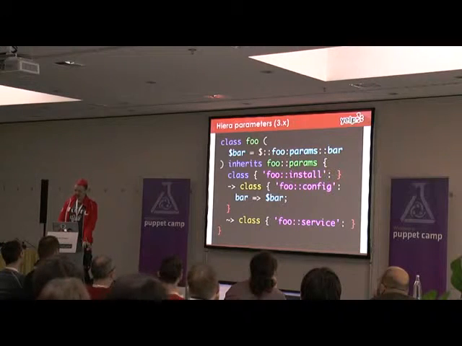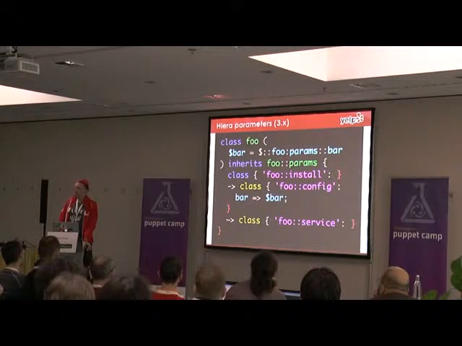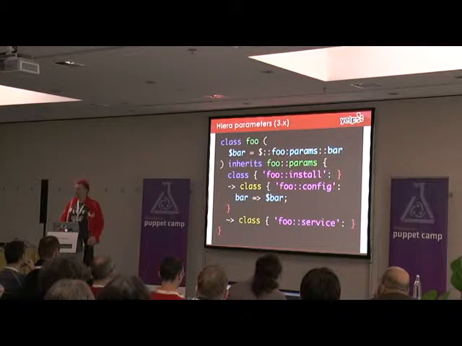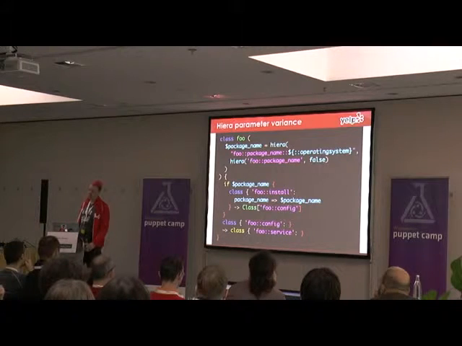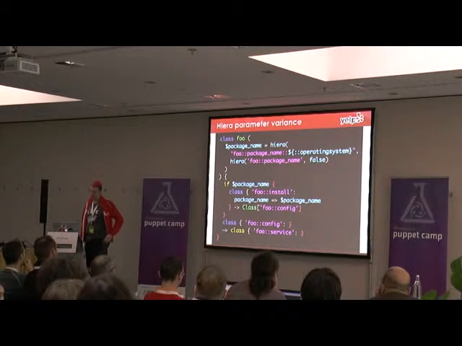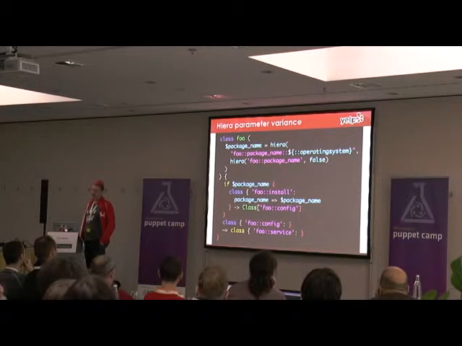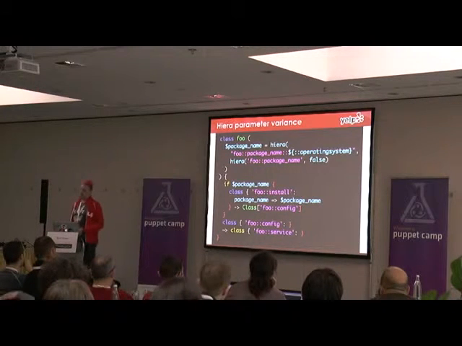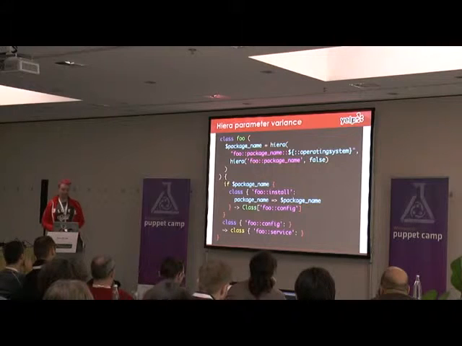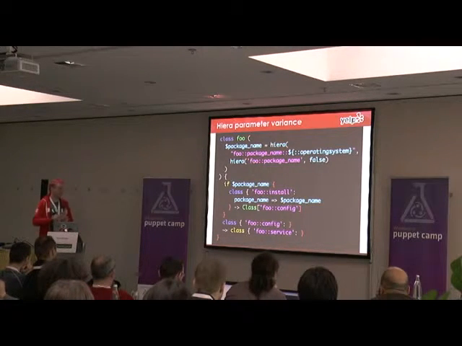But if you're just talking about in your work code, well, I'd actually just skip the params class, and I would just stick things in Hiera data. So, for example, you could do this. What this does is it will find a package name from Hiera data based upon your operating system, or it'll find a default package name, or if it's not there, return false.